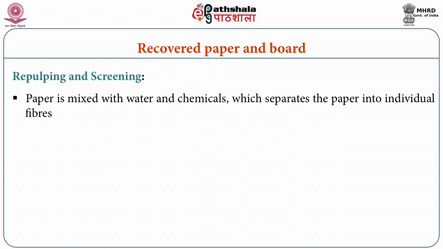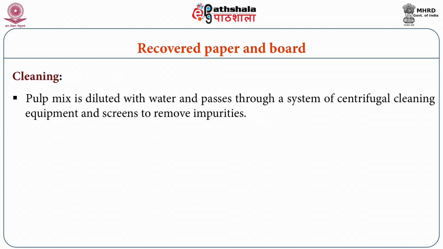After reaching the paper mill, the recovered paper is mixed with water and chemicals, which separates the paper into individual fibers. The pulp mix is then diluted with water and passes through a system of centrifugal cleaning equipment and screens. The pulp is filtered and screened through a number of cycles to make it more appropriate for paper making. This is done to remove large contaminants like wood, plastic, stones, glass, and paper clips, along with small contaminants like string, glue, and other sticky materials.